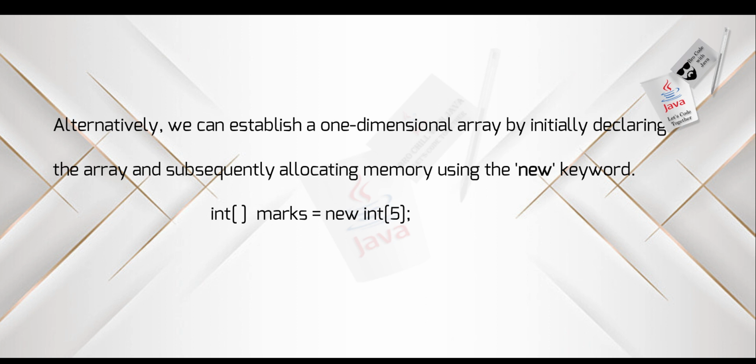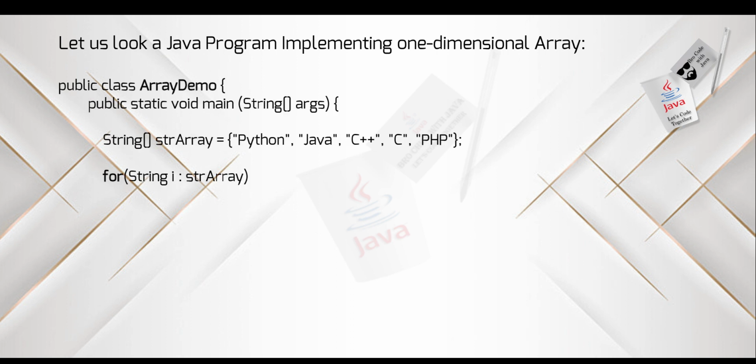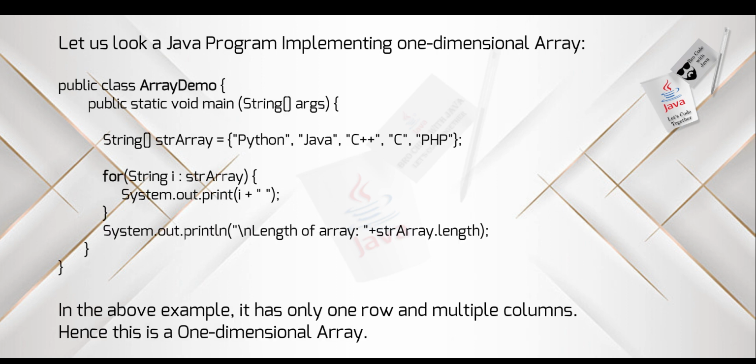Alternatively, we can establish a one-dimensional array by initially declaring the array and subsequently allocating memory using the new keyword. Let's look at a Java program implementing a one-dimensional array. In the above example, it has only one row and multiple columns. Hence this is a one-dimensional array.